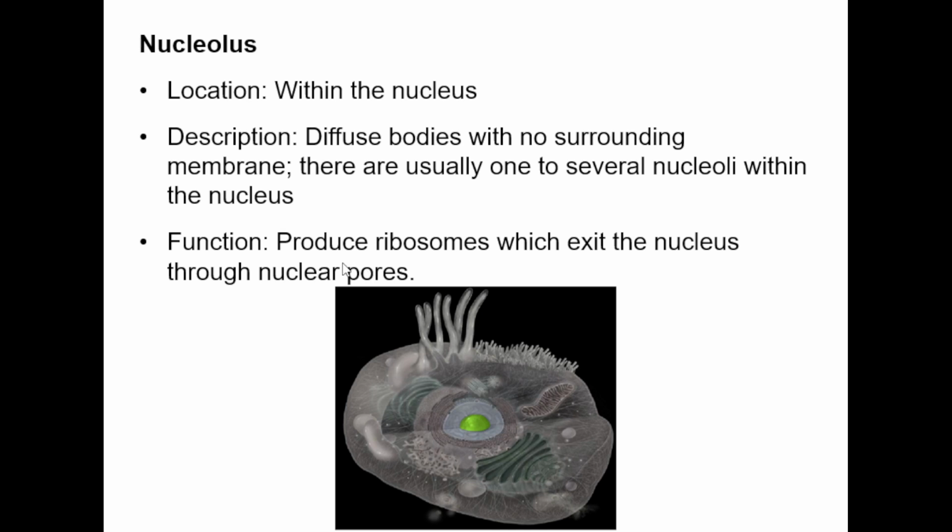Remember this, they produce ribosomes. And these ribosomes, later on, we will know what its function is. These ribosomes exit the nucleus and the nuclear envelope through the nuclear pores. So, si nucleolus, it's found at the very center of the nucleus, di ba? So, makikreate siya. It will create a lot of ribosomes. And these ribosomes will exit the nucleus through the nuclear pores.